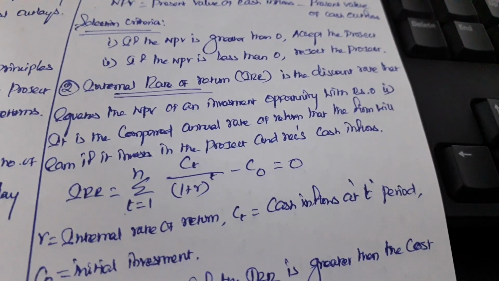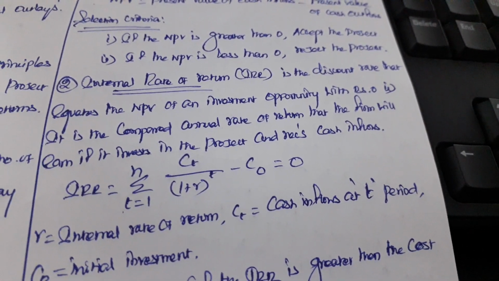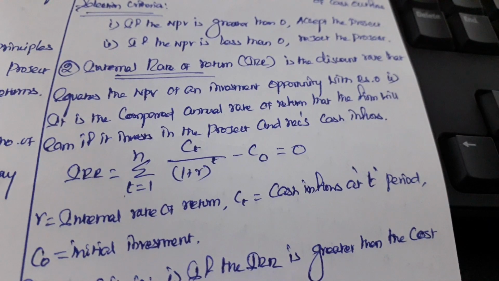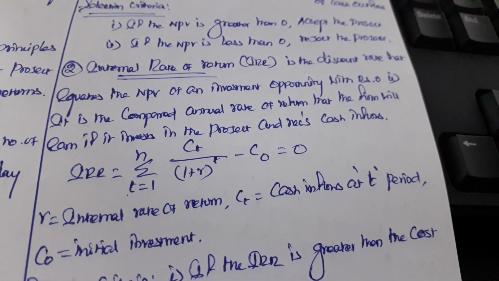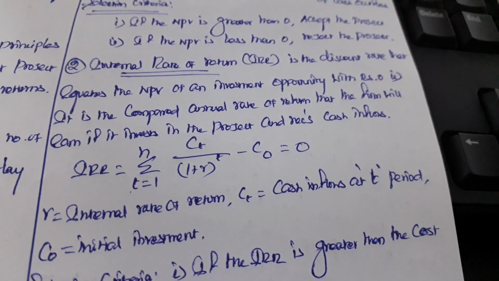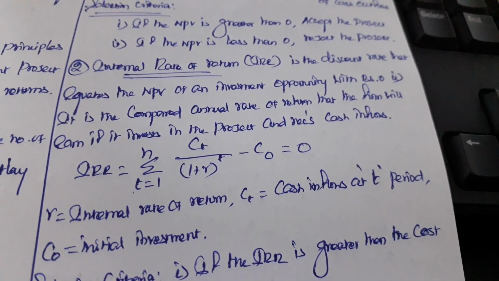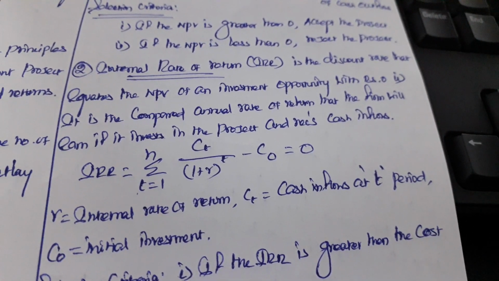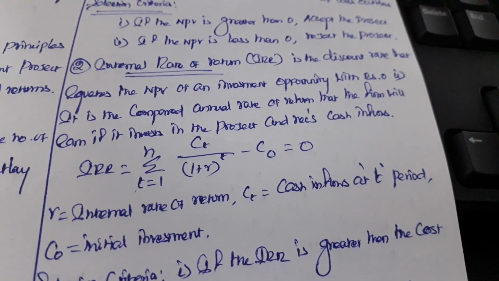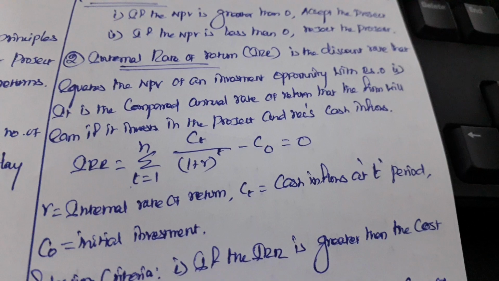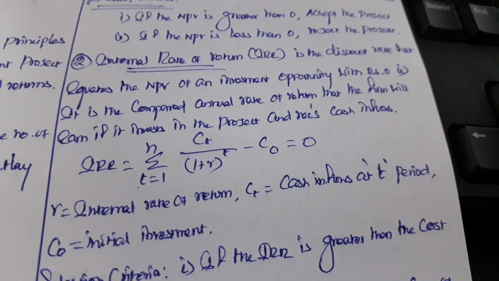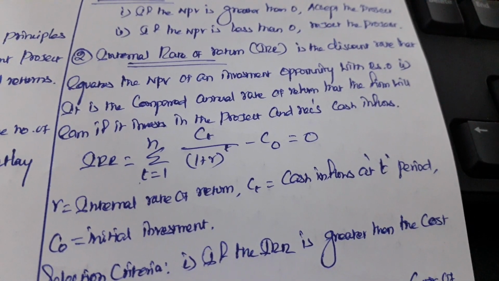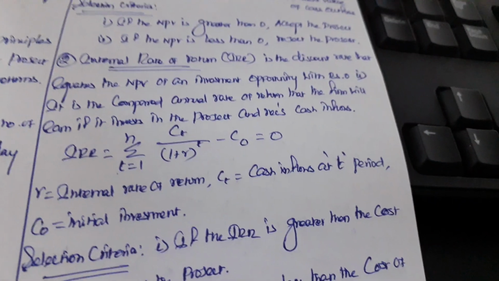Next, internal rate of return, or shortly IRR, is the discount rate that equates the NPV of an investment opportunity with 0. It is the annual rate of return that the firm will earn if it invests in the project and receives the cash inflows. IRR is the discount rate that makes the NPV equal to 0. Every firm will earn that rate of return if it invests in the project and receives cash inflows.